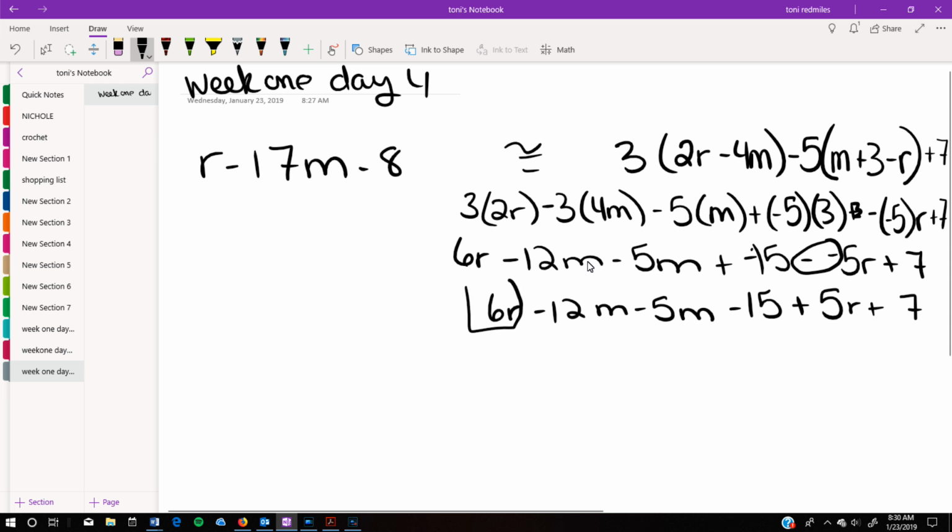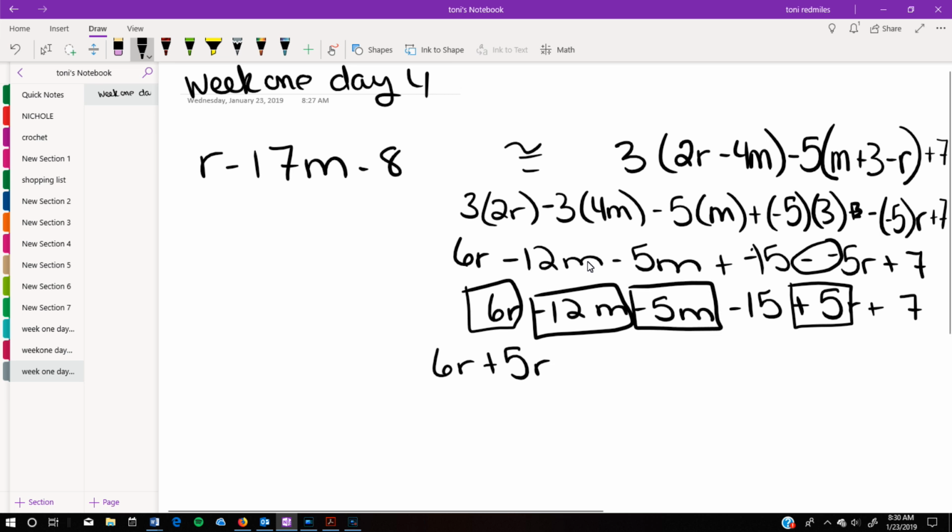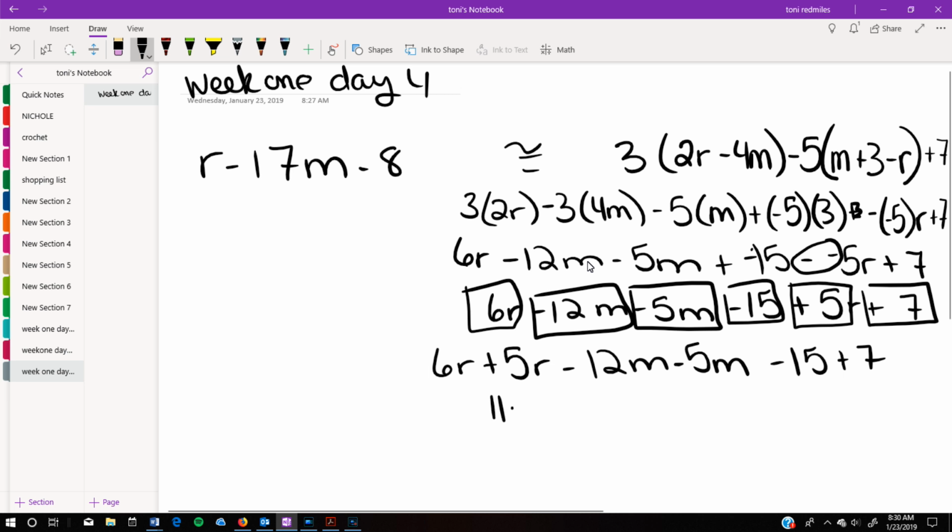Now I'm going to get my like terms together. This r with this r, so 6r plus 5r. This with this is like, so negative 12m minus 5m, and this and this, right? Those two together. All right, so this is going to give me 11r. So already I can see they're not equivalent, but let's go ahead and finish it. Next, I'm going to have a negative 17m, and lastly an 8. So all that was wrong was this.